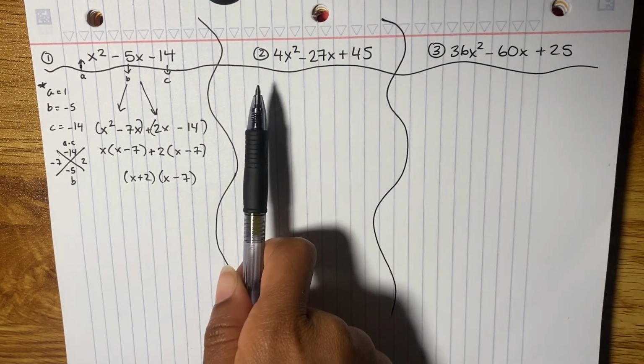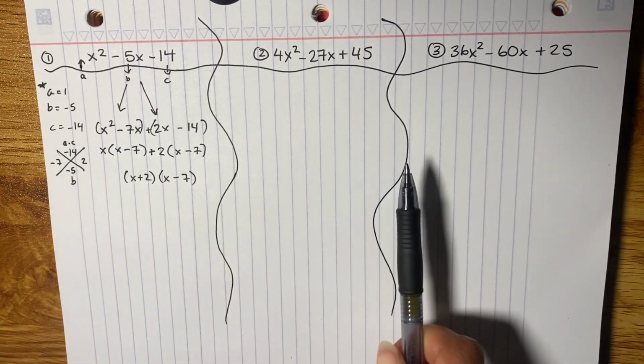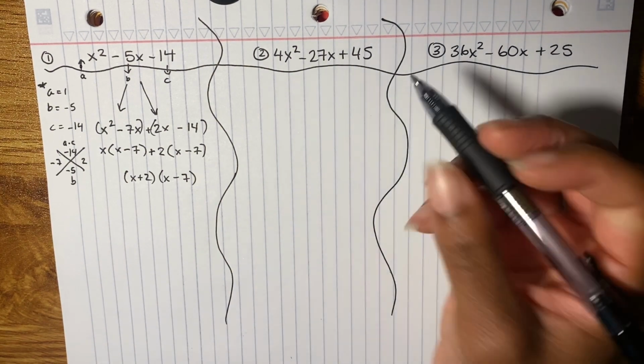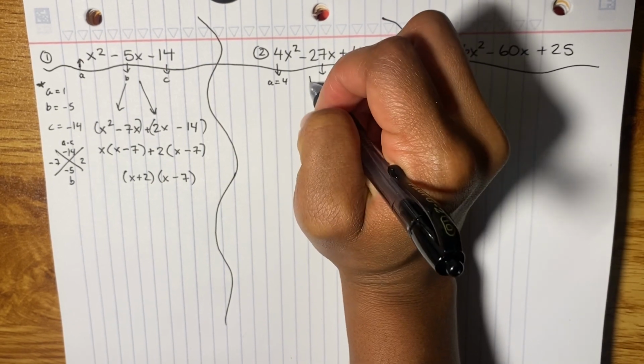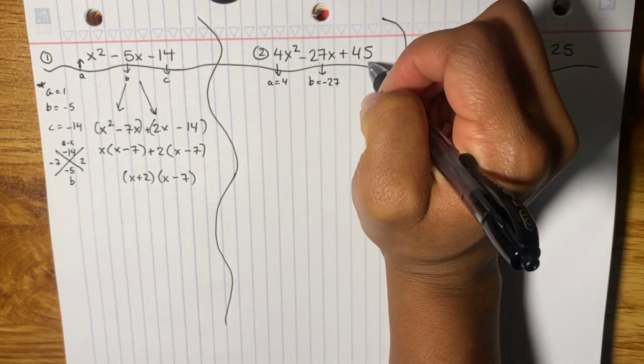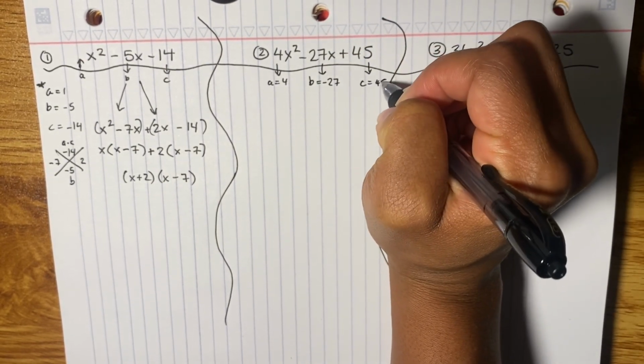So now I can group these GCFs into x plus 2 and x minus 7. Problem 2 is exactly the same as problem 1. We have an a, a b, and a c. It is a trinomial and it's a quadratic. A equals 4, b equals -27, and c equals 45.